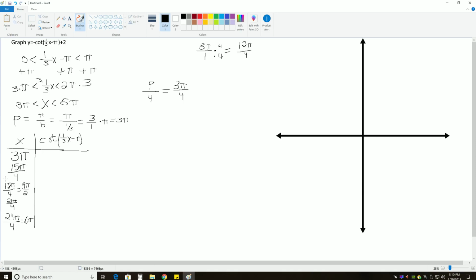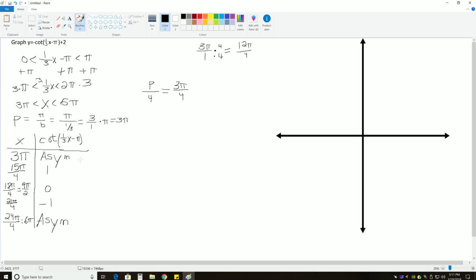Okay, so now remember these 5 values are very special because they have the same values as the quadrantal angles. So remember, cotangent and tangent always start and end with a vertical asymptote. So when we plug 3 pi and 6 pi in, we get an asymptote. And then cotangent always goes 1, 0, -1. Remember, tangent starts at -1 and then goes to 0 and +1.